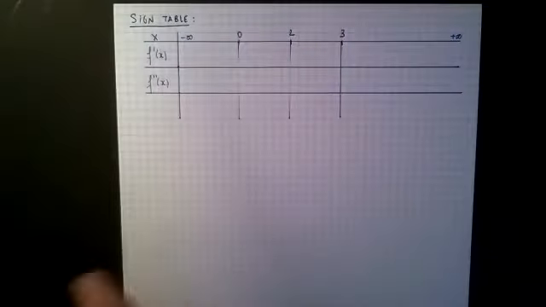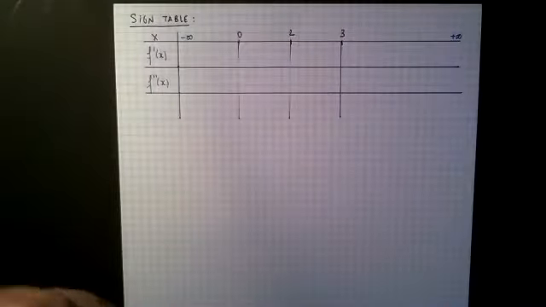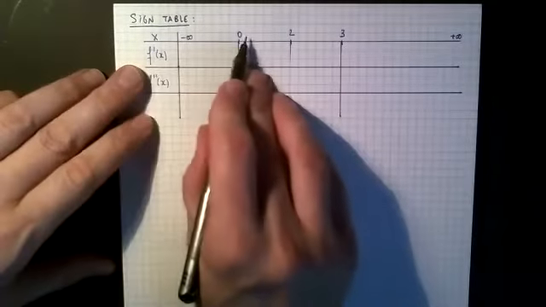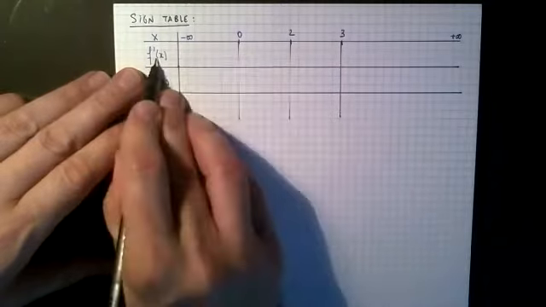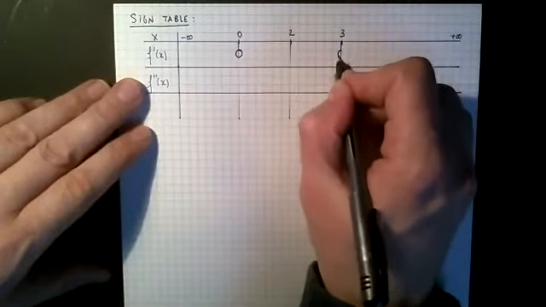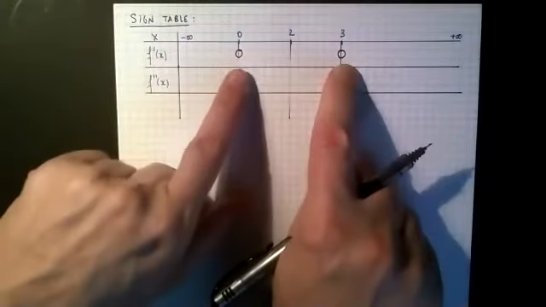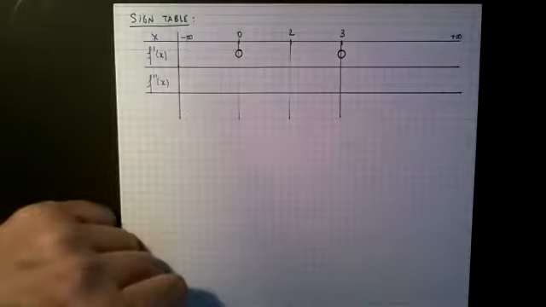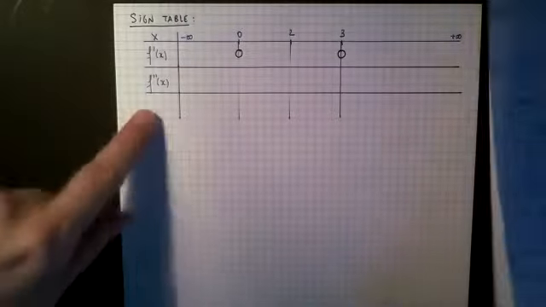So right here, at 0 and at 3, F prime is 0. So I'm going to put a 0 here and a 0 here, because these two values are where F prime is 0. I'm going to do the same thing for F prime prime.